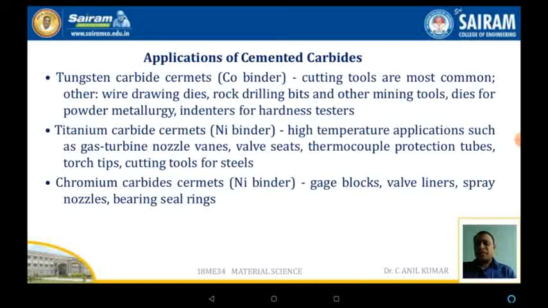Titanium carbide cermets are used in high temperature applications such as gas turbine nozzles, vanes or vane seatings, thermocouple protection tubes, torch tips, cutting tools for steels, etc. Chromium carbide cermets also have high temperature applications and high hardness applications, and are used in gauge blocks, wall liners, spray nozzles as well as bearing seal rings.